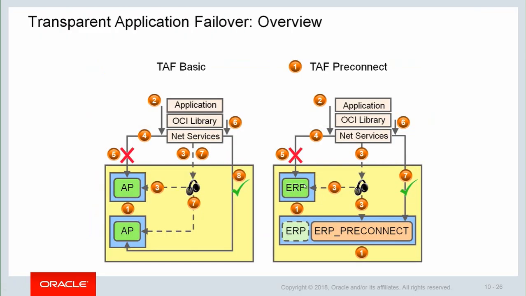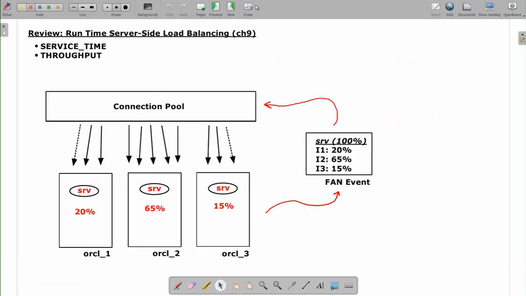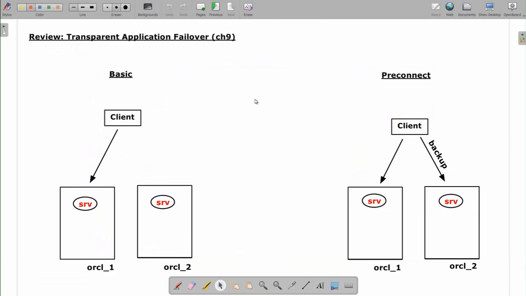And also, we have transparent application failover. So let's come back here. We had a discussion of transparent application failover. That's what we learned. So there are two possible configurations. One is basic, one is pre-connect. Okay? With the basic configuration, you will see this observation. The client initially connects to one of the instances based on service location. Okay? And suppose that this session issued a SQL statement.